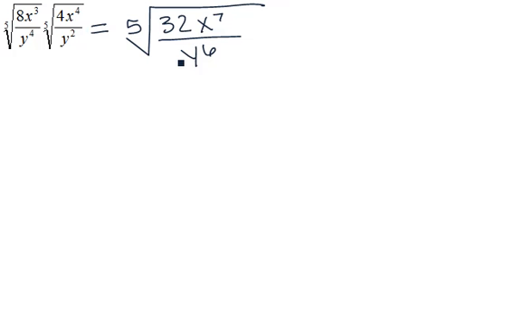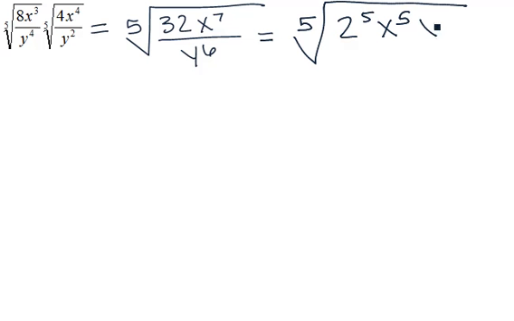From here we want to rewrite everything under the radical in terms of fifth powers so that we can easily take the fifth root. 32 can be rewritten as 2 to the fifth. X to the seventh is the same thing as x to the fifth times x squared, and y to the sixth is the same thing as y to the fifth times y.